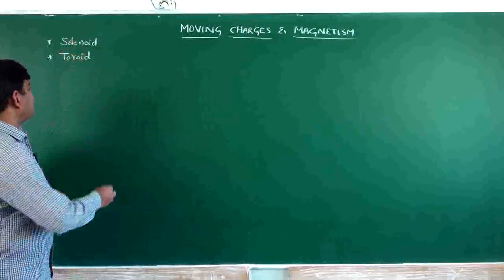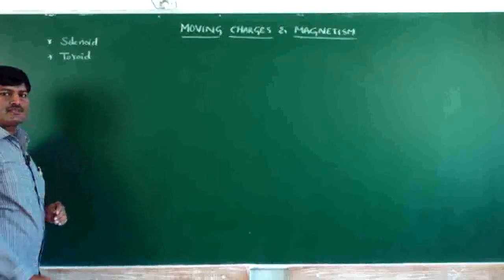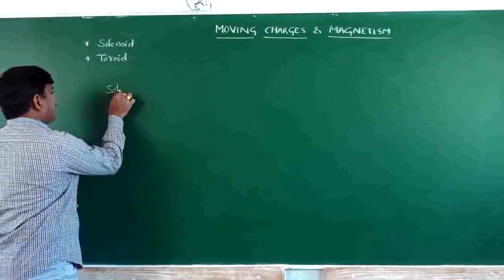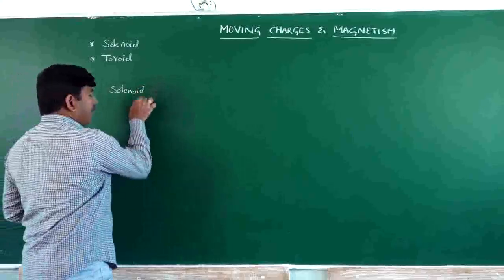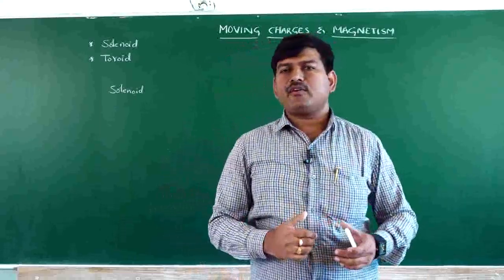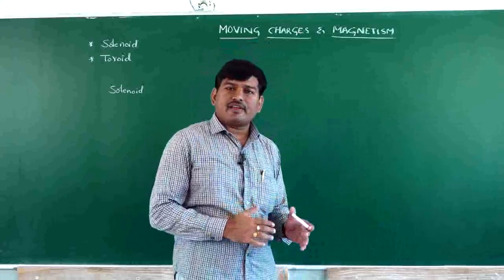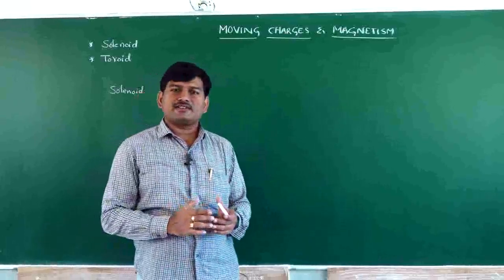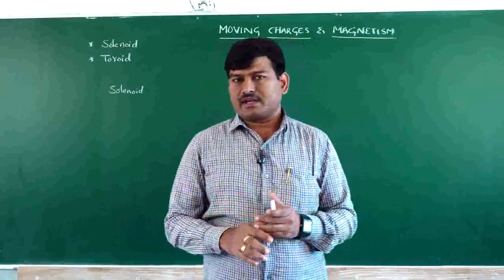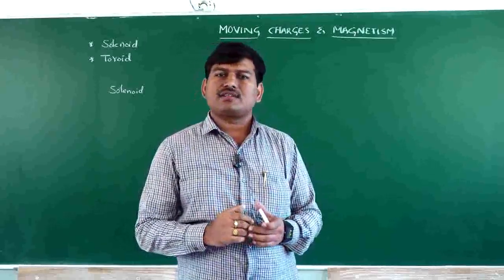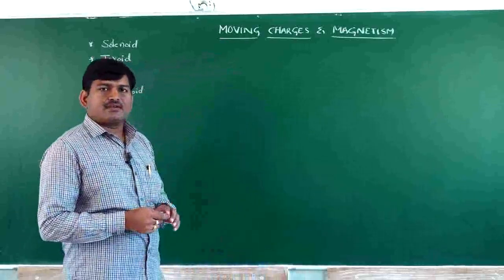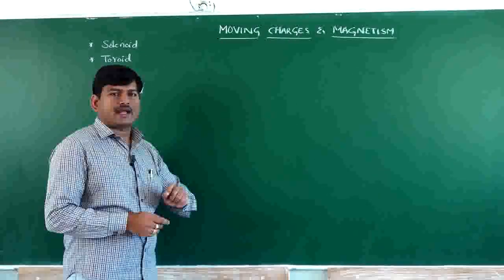The second application that we are going to discuss based on Ampere circuital law is the solenoid. Then what is this solenoid? Solenoid is a device which is used to produce uniform magnetic field. Uniform magnetic field in the sense, it is a field where the magnetic field intensity is the same throughout the space we are considering. That means both in magnitude as well as in direction, its strength remains the same.